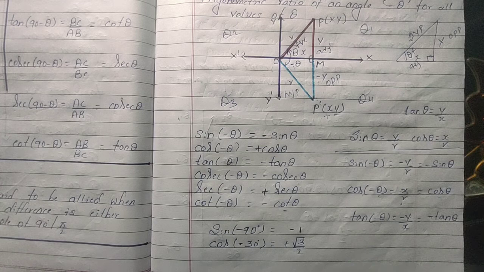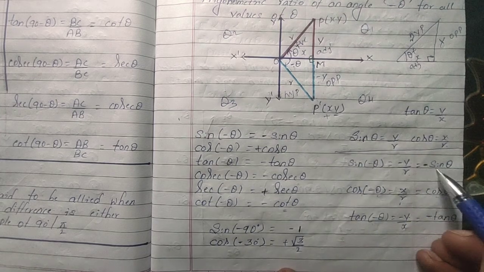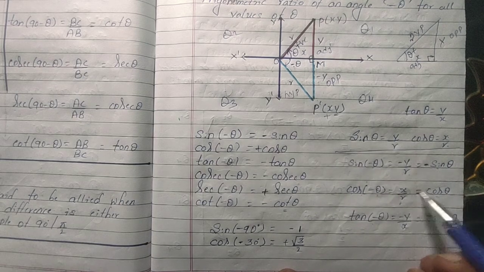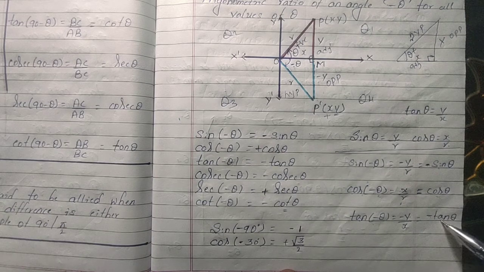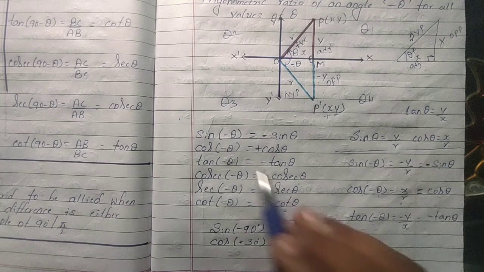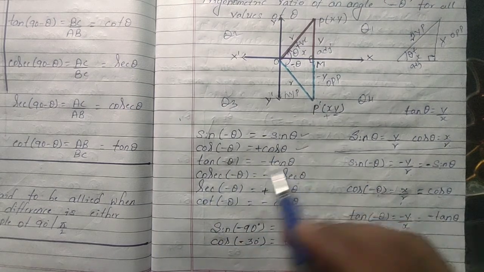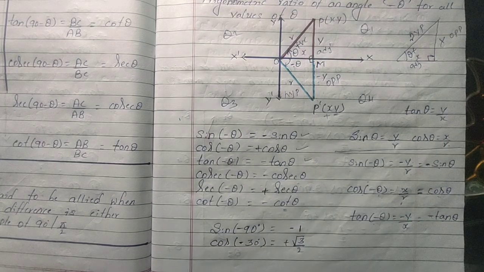So what are we understanding? Sine of minus theta, we are getting minus sine theta. Cos of minus theta, we are getting positive cos theta. Tan of minus theta, we are getting minus tan theta. Therefore, sine of minus theta is minus sine theta, cos of minus theta is plus cos theta, tan of minus theta is minus tan theta.